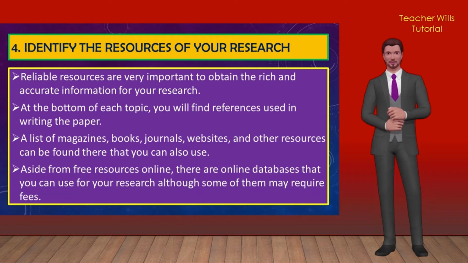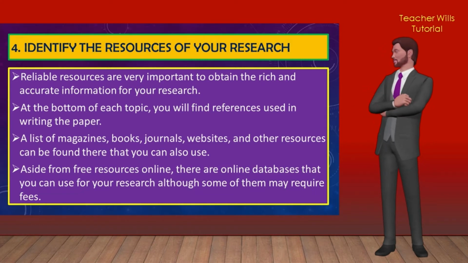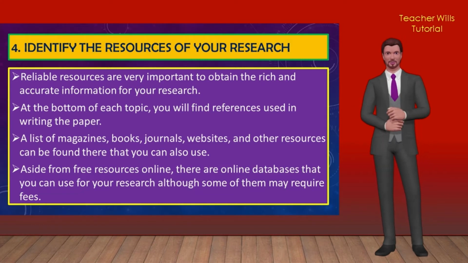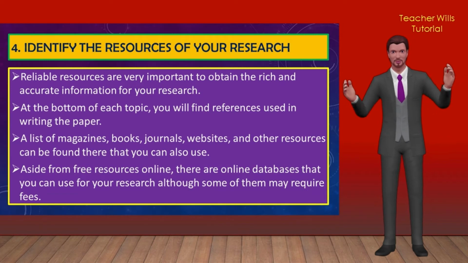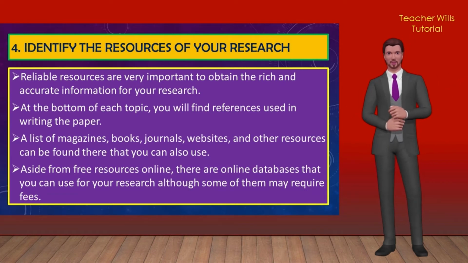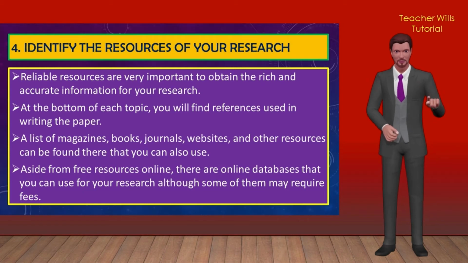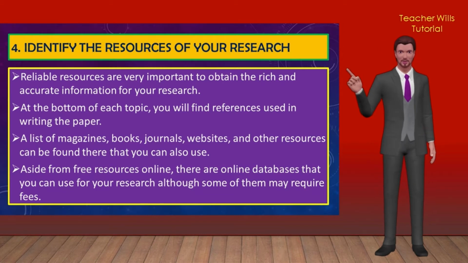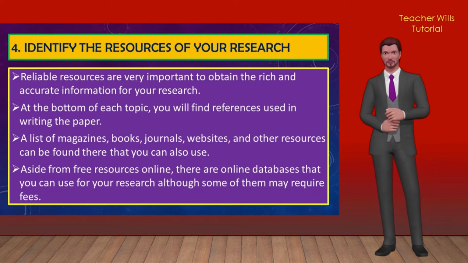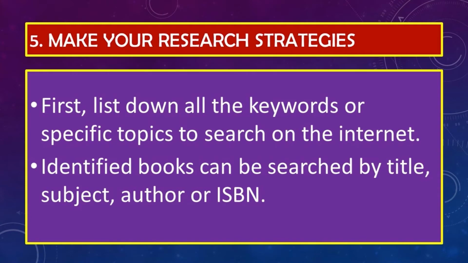Wikipedia or other reliable online encyclopedia provides initial information that you need to get started. At the bottom of each topic, you will find references used in writing the paper. A list of magazines, books, journals, websites, and other resources can be found there that you can also use. Aside from free resources online, there are online databases that you can use for your research, although some of them may require fees.